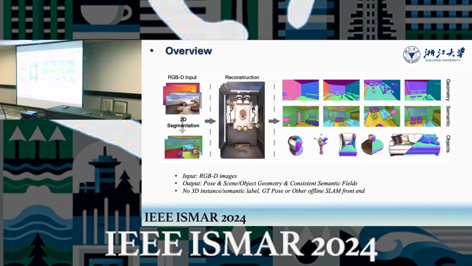Our system takes monocular RGB-D data as input, and we use a pre-trained CNN semantic segmentation model to generate inconsistent, noisy semantic results of multi-view images. Simultaneously, we can perform camera tracking and geometry and semantic reconstruction.